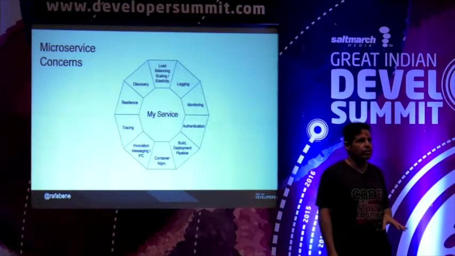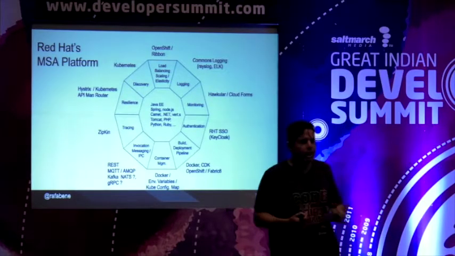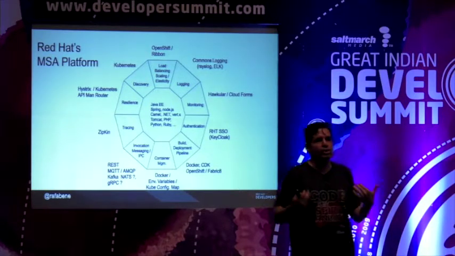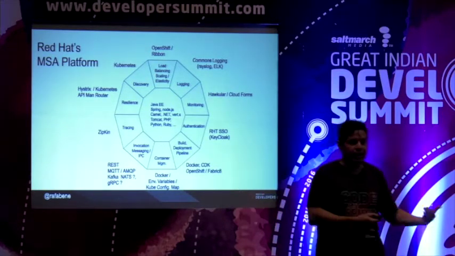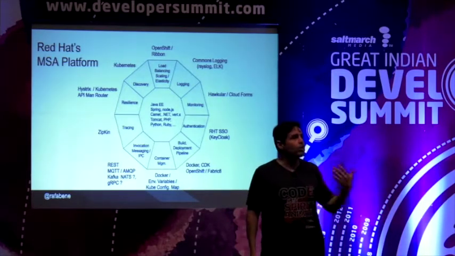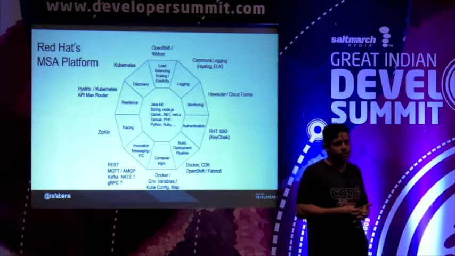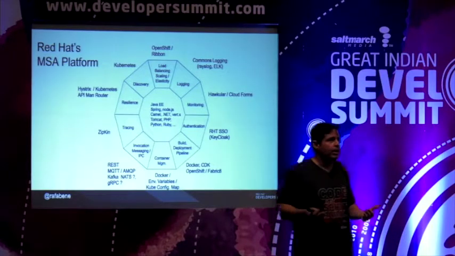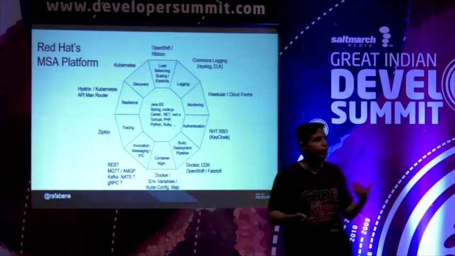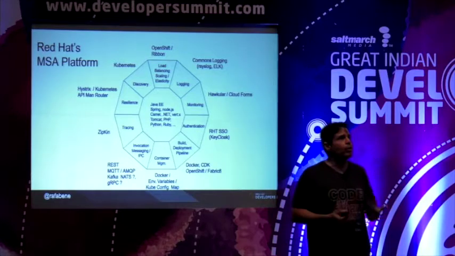And to solve all these microservice concerns, Red Hat has suggestions of open source projects or products that can solve them. For example, how you will build and deploy your microservice. It's suggested that you place it inside a Docker container and release it in an orchestration tool, an orchestration project like Kubernetes. How will you invoke your microservice?